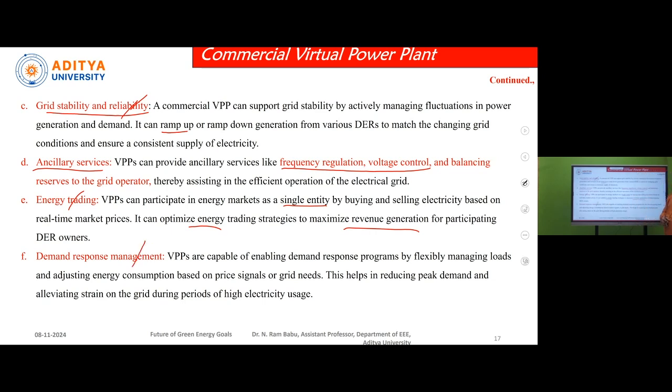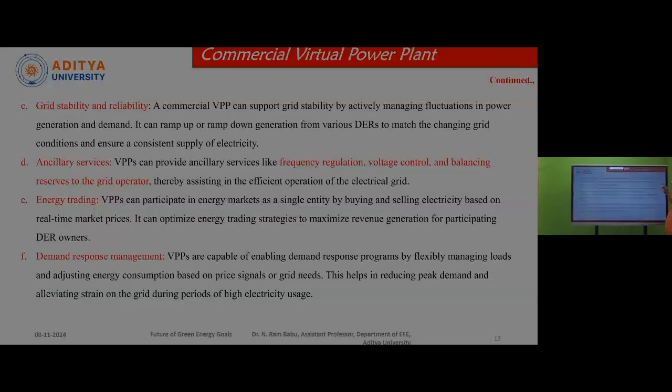Previously, I have told you that demand response algorithms are nothing but demand response management. This is capable of using demand response programs by flexibly managing loads and adjusting energy consumption based on price signals, which helps in reducing the peak demand. I have told you this graph, isn't it? One is forecasted, another one is actual load demand. So our load demand should match the forecasted load in such a way that demand side management techniques take place with the help of demand response management techniques.